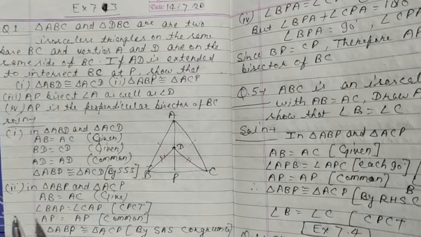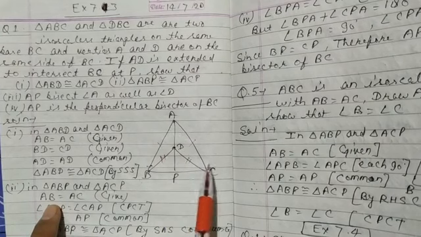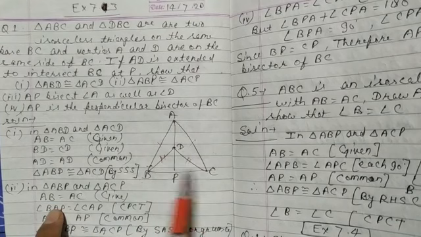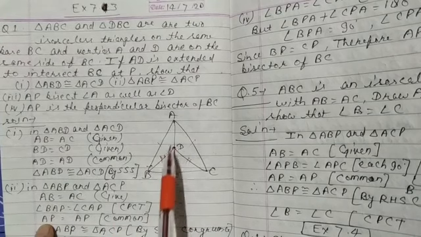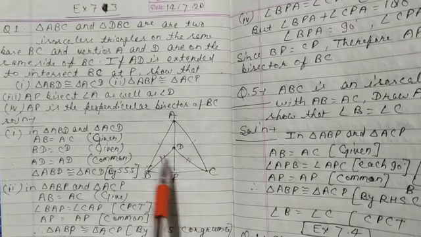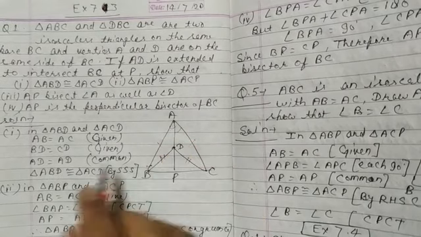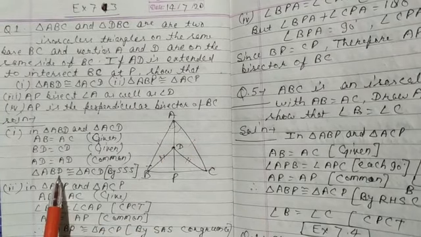Now second thing, in triangle ABP and triangle ACP, in both triangles we see three things which are equal. In triangle ABP and triangle ACP, the first thing is AB equal to AC, which is given. Second thing, angle BAP is equal to angle CAP. This angle is equal to this angle. Why? Because in option number first we saw both triangles are congruent.